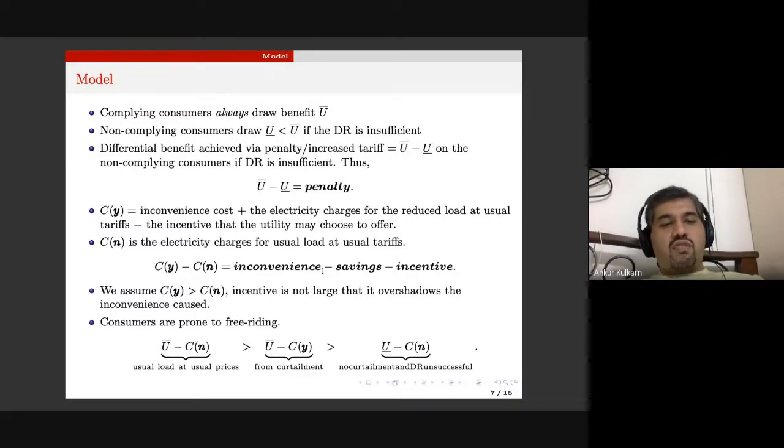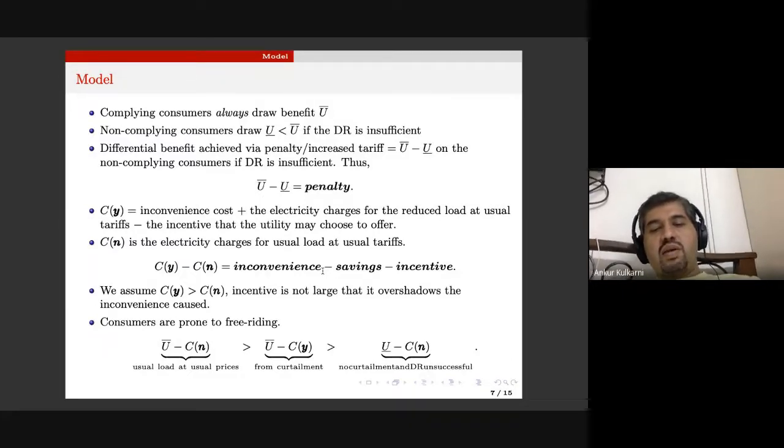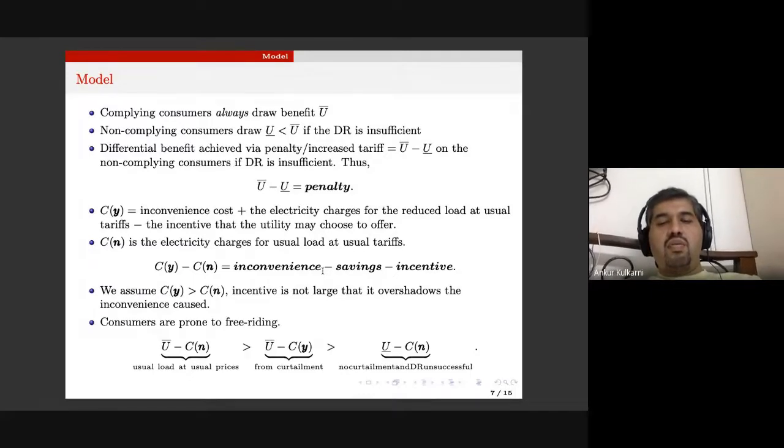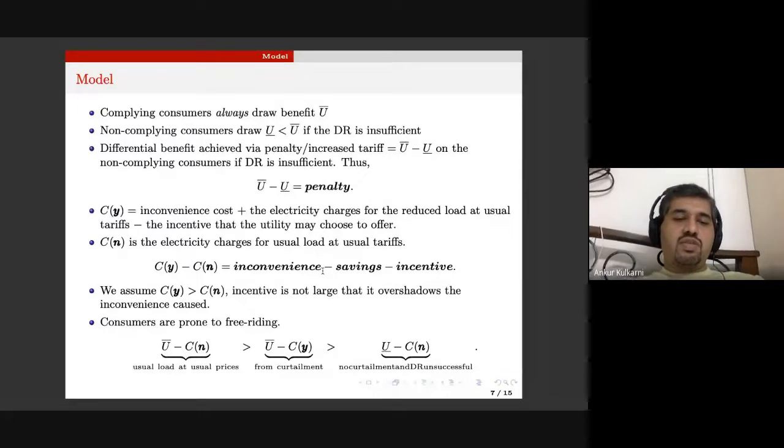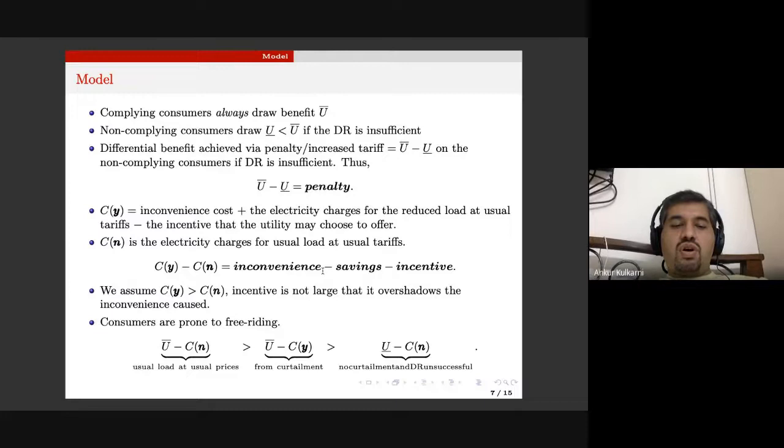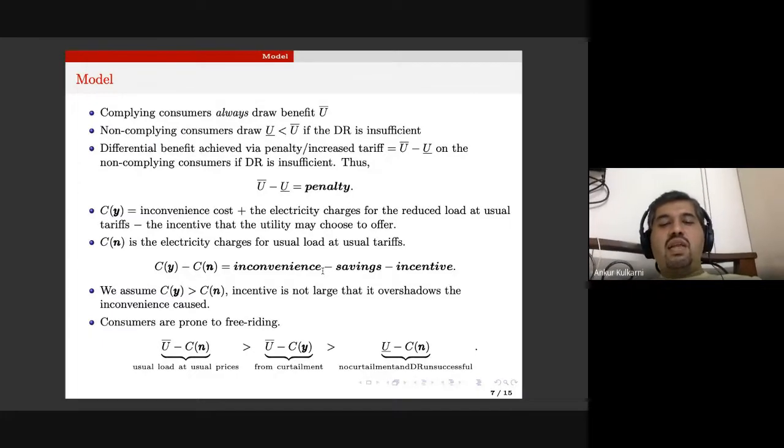Now the cost function of taking an action is the cost of inconvenience, the electricity charges for the reduced load, minus any incentive that the utility has to offer. All of this put together gives you the cost. Okay, so the cost of saying no is just simply the electricity charges at the usual load. So if you take Cy minus Cn, this is inconvenience minus savings minus the incentive. And we are going to assume that the cost of saying yes is greater than the cost of saying no. So the incentive is not large enough that it overshadows the inconvenience cost. Okay.